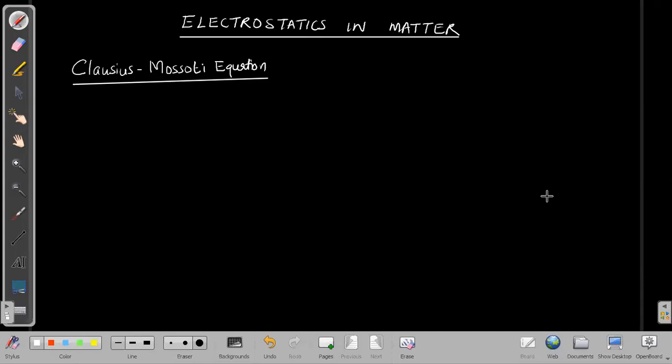So Clausius-Mossotti equation is basically the relation between the microscopic and the macroscopic terms of electrostatics in matter. We know that the dielectric constant is one of the important constants to measure the electrical properties of the material. Dielectric constant we usually represent by symbol epsilon r or capital K, and this quantity is a macroscopic quantity.